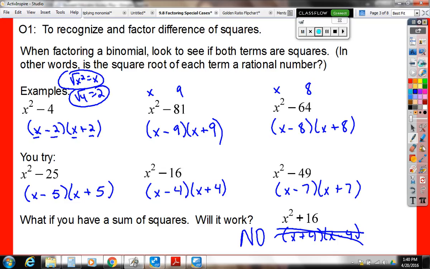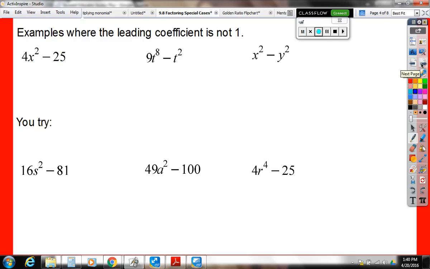Okay, moving on, let's talk about some examples where the leading coefficient is not 1. We're still going to do them the same way. We just have to take the square root of the coefficient in addition to the variable. So it'd be 2x minus 5 and 2x plus 5? Good. Square root of 4x squared is 2x. The square root of 25 is 5. So our answer would be 2x minus 5, 2x plus 5.